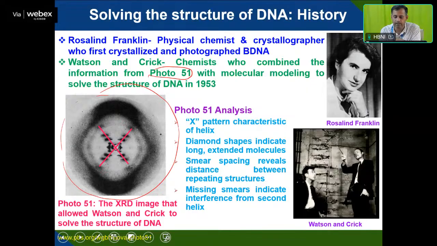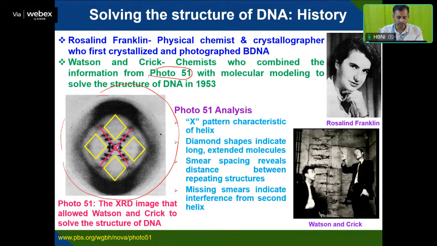That X represents a helix structure. If you see DNA, you have a double helix structure, so the X pattern in this figure is the double helix structure. And then you have four diamond-like structures, which mainly indicate extended molecules. The DNA structure is quite an extended, long chain, and because of that long chain you get four diamond rings.